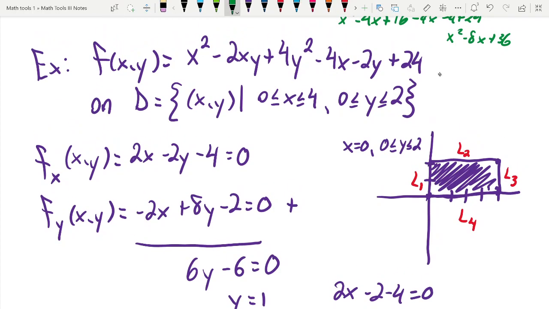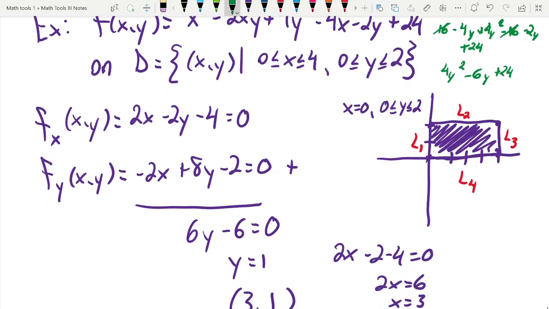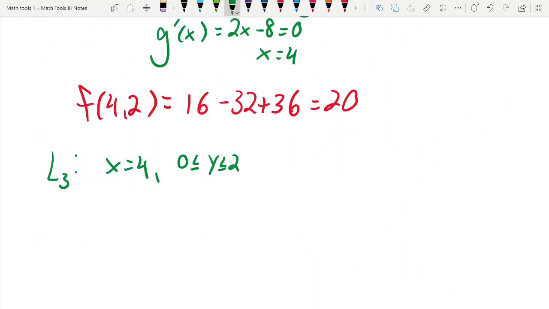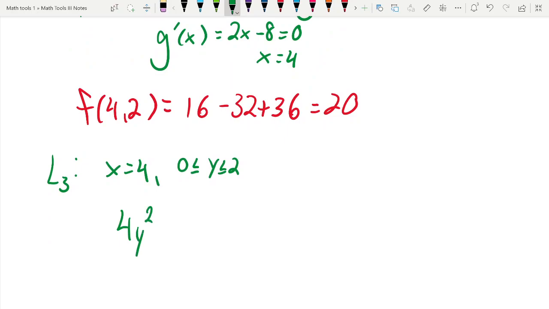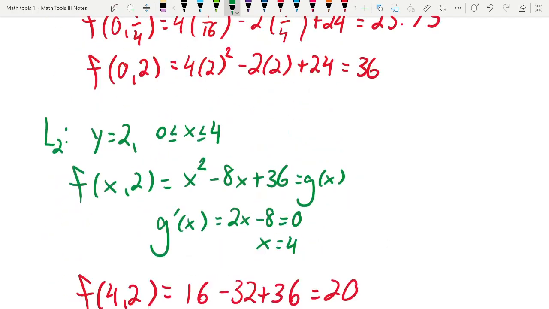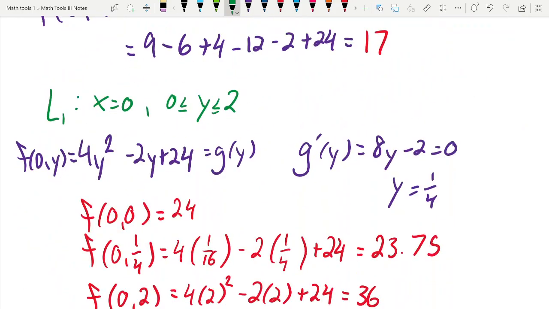So if x equals 4, we're going to have 16 minus 4y plus 4y squared minus 16, right? Minus 2y plus 24. We just have to be really careful here. When you're doing a lot of steps like this, it's so easy to make arithmetic errors. Okay, so 4y squared minus 6y plus 24.